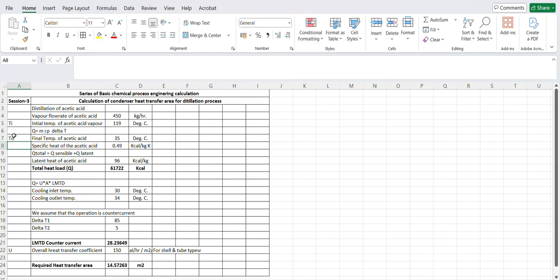Okay, so we just need CP, then Q total, then latent heat lambda.